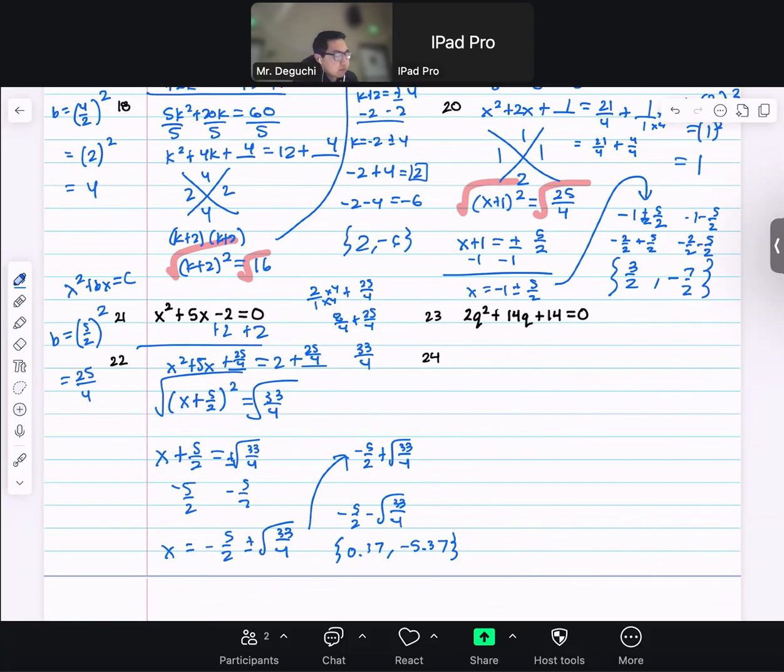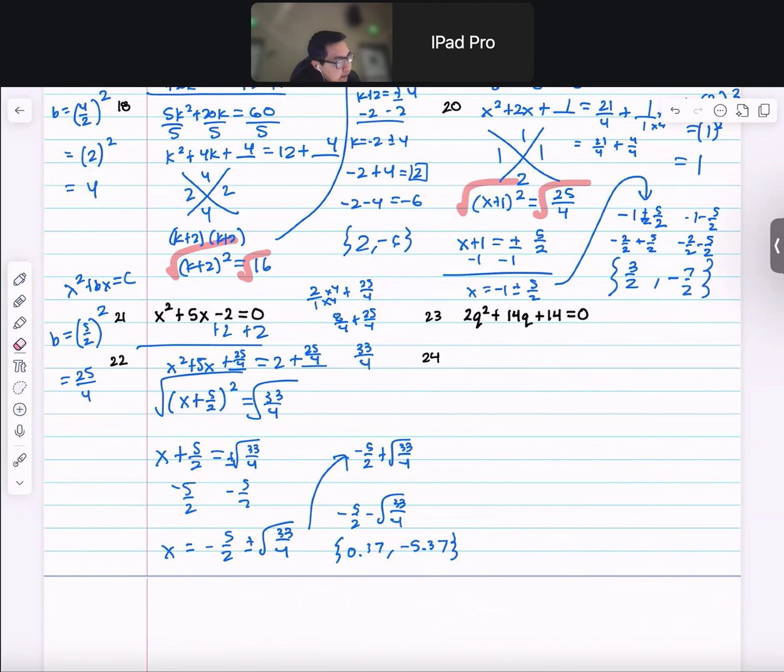Okay, last problem. Again, you want it to be in the form x squared plus bx equals c. So you want it to equal a number. So we're going to subtract 14 from both sides. So you get 2q squared plus 14q equals negative 14. And remember, we can't have an a value when we complete the square. So we're going to divide both of these by 2. Q squared plus 7q plus blank equals negative 7 plus blank.